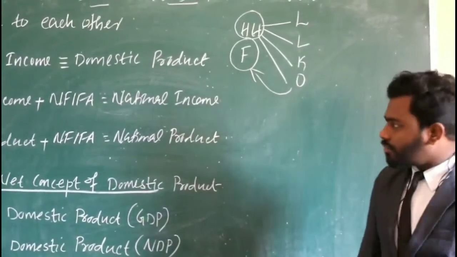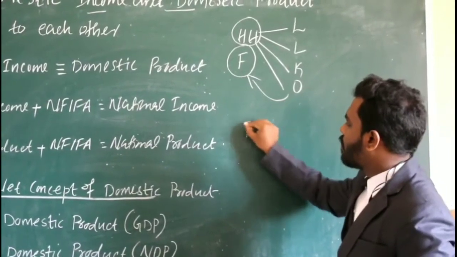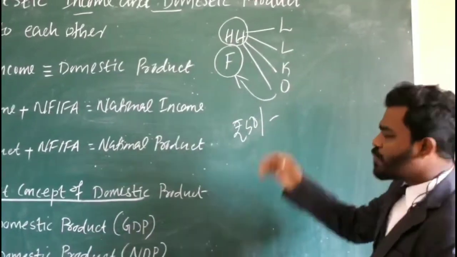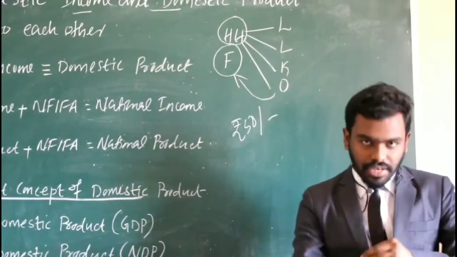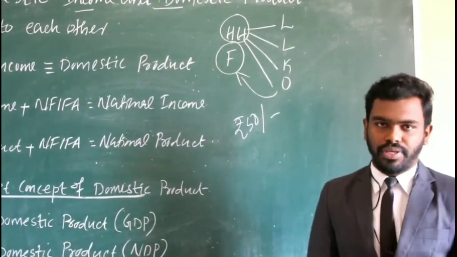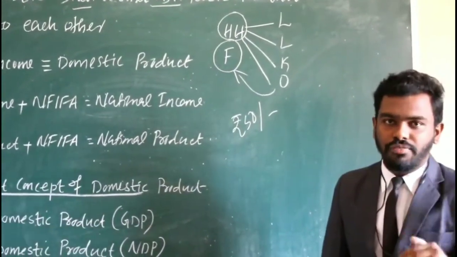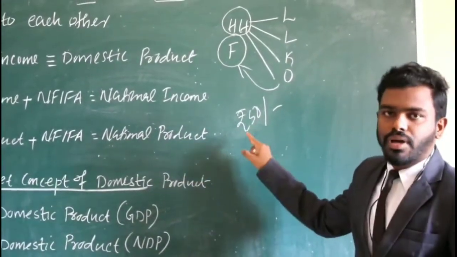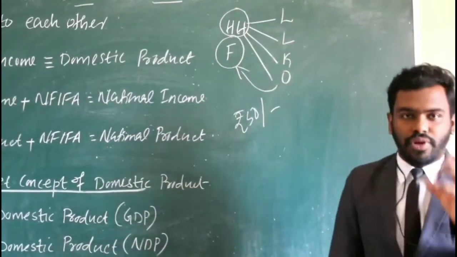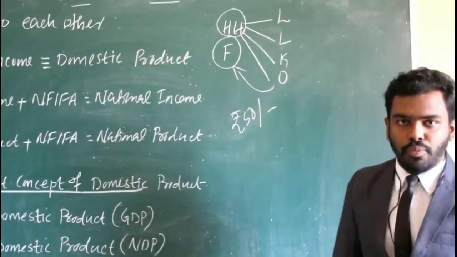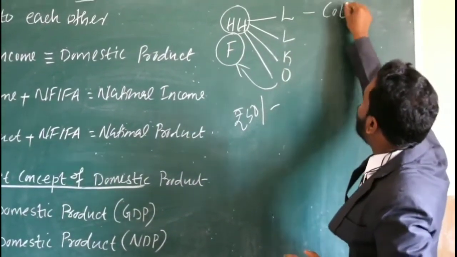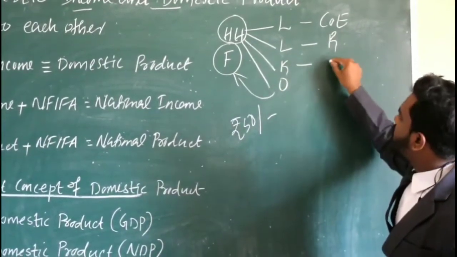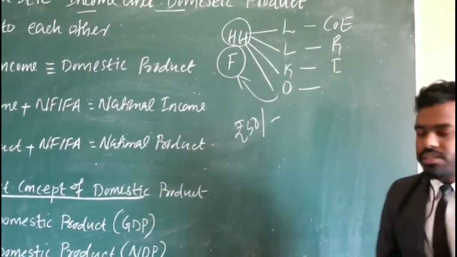For example, suppose they produced a 50 rupees commodity. After this production, definitely they will sell this commodity and they will get 50 rupees. Production is the first stage. In the second stage, the firm needs to distribute the revenue to these factors of production. What are the revenues of these factors? For labor, it is compensation of employees. For land, it is rent. For capital, it is interest. And for organization, it is profit.